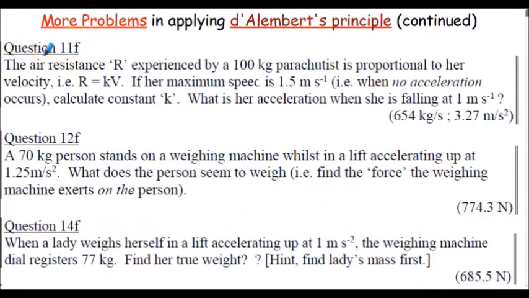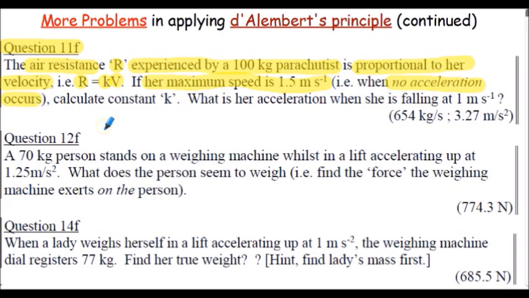The next question extracted from the notes is question 11f. The air resistance, labelled as capital R, experienced by a 100 kilogram parachutist is proportional to her velocity. And we're given a relationship in symbol form here as air resistance R is equal to K, where K is the constant of proportionality, multiplied by V, the velocity. The parachutist's maximum speed is 1.5 meters per second.